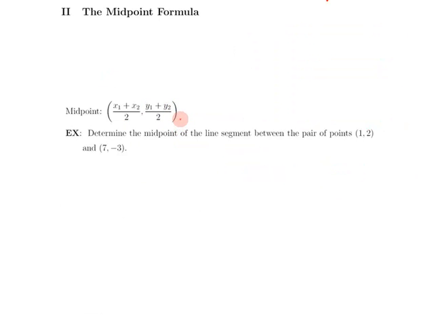Now, the midpoint formula is a formula for finding the halfway point between any two given points. So if you have on your plane 2 points, much like we did before where we were finding the distance between them, say this is x1, y1, and here's another point, call it x2, y2. On the line in between there, we want to find the point that's halfway in between.